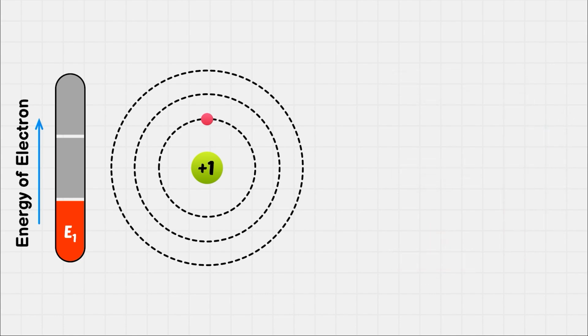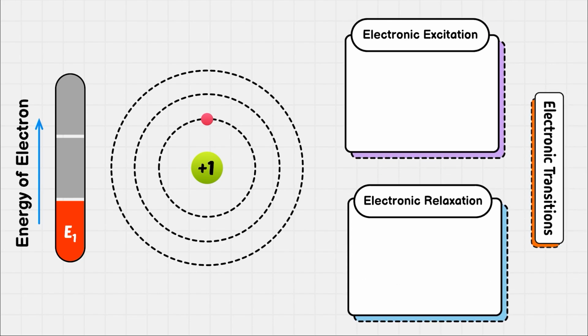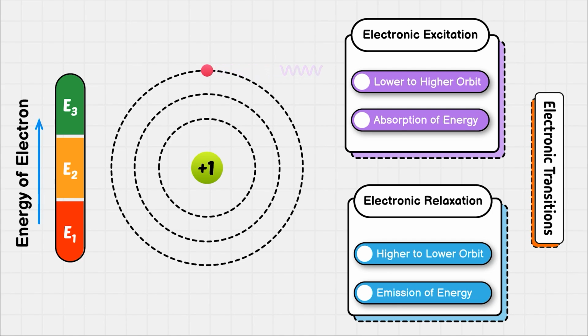This process of electrons jumping between orbits is called electronic transition, and there are 2 types of these transitions: electronic excitation and electronic relaxation, sometimes called de-excitation. When an electron absorbs energy and jumps to a higher orbit, it is called electronic excitation. And when it releases energy and falls to a lower orbit, it is called electronic relaxation. So these were the basic postulates of Bohr's atomic model.